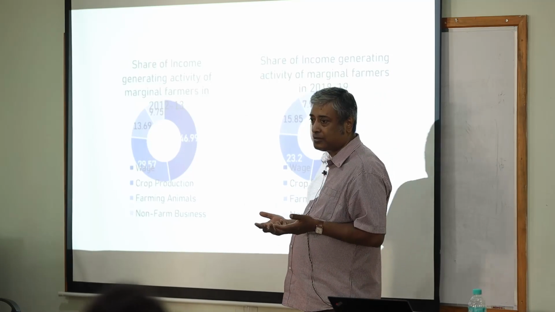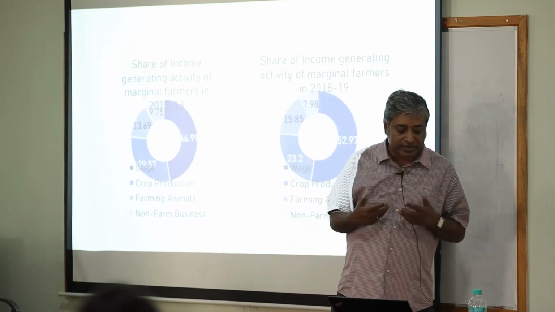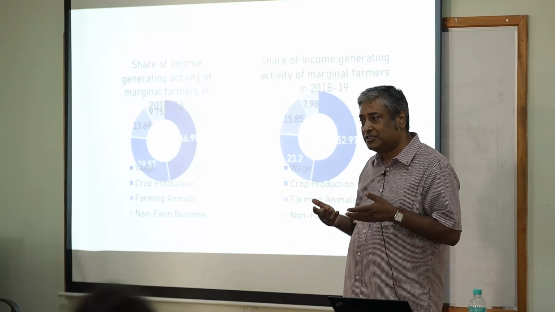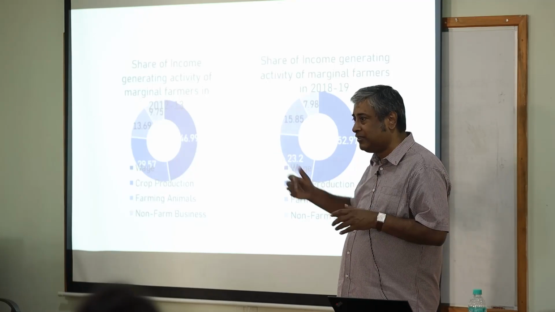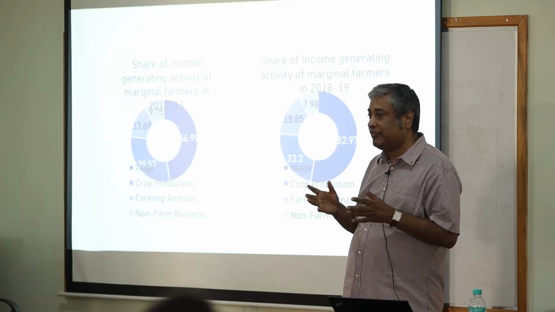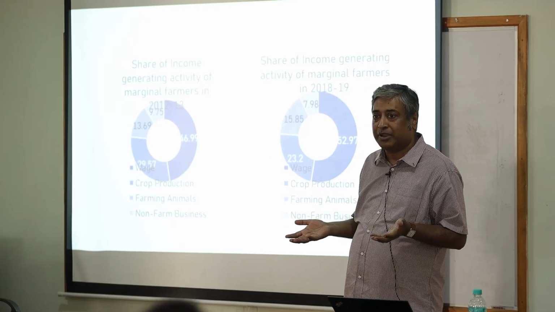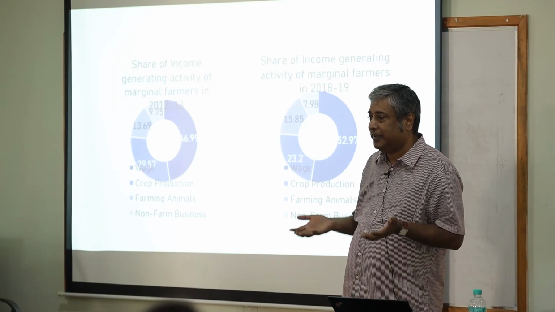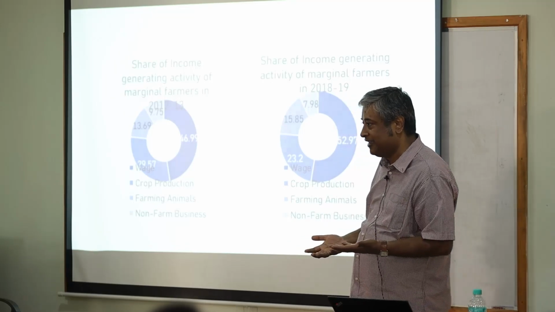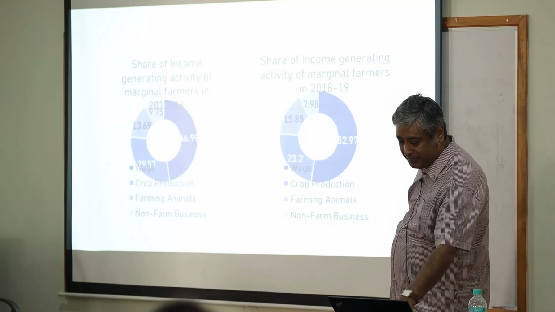So what are we saying here? We are saying our promise is that we are going to double farmers' income. Farmers' income, even at the lowest level, has improved. 65% are marginal farmers, right? It has improved, but not because of farming, right? So, is this the promise which we made to them? Probably not, right?